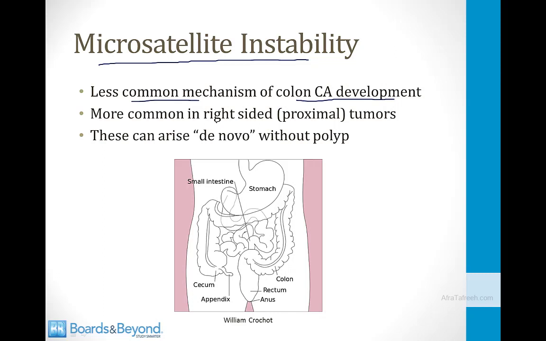And this is more common in right-sided or proximal tumors. If we look at this picture at the bottom of the screen here, this is the right side of the colon. It includes the ascending colon on the right side of the body. And the microsatellite instability pathway can lead to colon cancers on this portion of the colon. And these can arise de novo without a polyp, so there's not necessarily a sequence that moves through an adenoma and then to colon cancer. Sometimes the colon cancer cells begin to develop spontaneously via the microsatellite instability pathway.